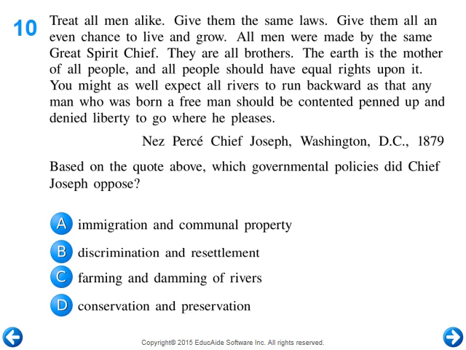Treat all men alike. Give them the same laws. Give them all an even chance to live and grow. All men were made by the same great spirit chief. They are all brothers. The earth is the mother of all people, and all people should have equal rights upon it. You might as well expect all rivers to run backward as that any man who was born a free man should be contented, penned up, and denied liberty to go where he pleases. Nez Perce Chief Joseph. Washington, D.C., 1879.